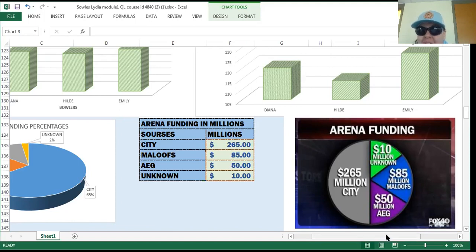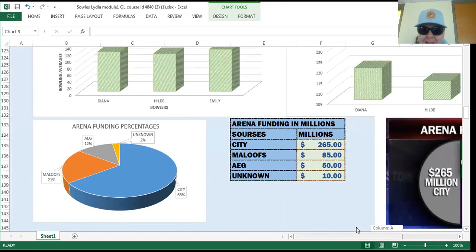But if you go by the actual percentages of the money they provided, the unknown donors provided 2%, the Maloofs 21%, AEG only 12%, and 65% came from the city. Looked like they didn't want to admit how many people did not want the stupid arena. They were not going to get those extra donations that they promised everybody would be taking care of it.